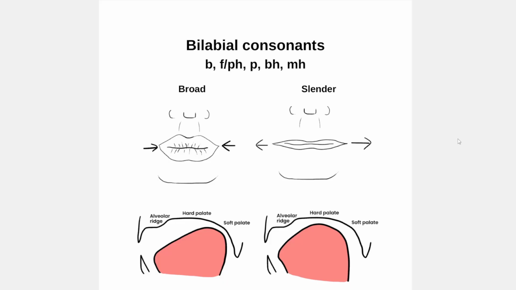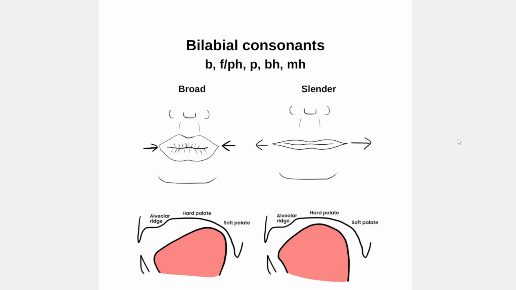So b. The lips are spread and the tongue is raised towards the hard palate. That's called palatalization, and it's also a feature of many slender consonants, not just the bilabial ones.